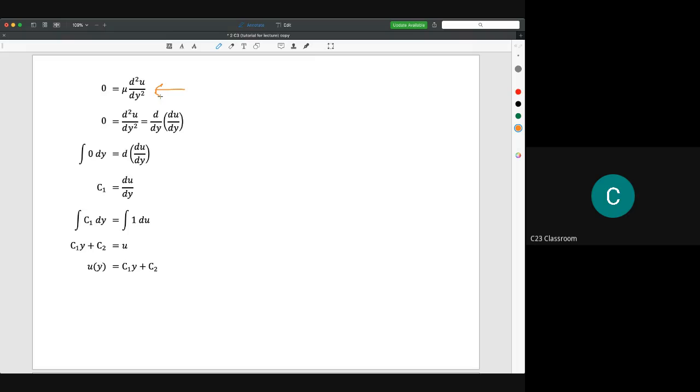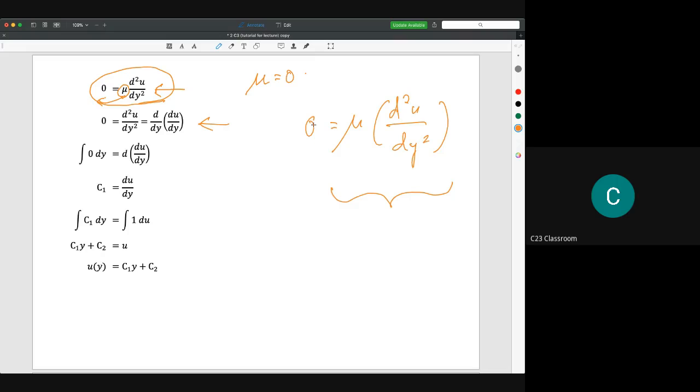And then we bring the mu to the left hand side. So we could simplify the term like this. Okay, for this term, please do not assume that mu will be equal to 0. That is a very wrong interpretation. The idea is 0 is equal to mu d squared u over dy squared. So it means that the multiple of these terms must be 0.